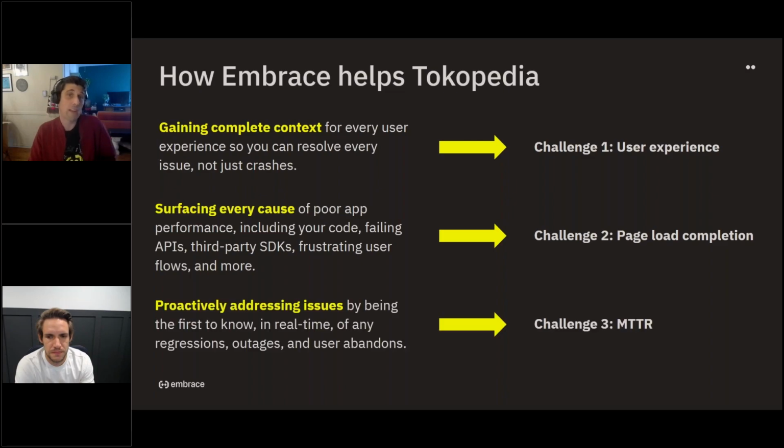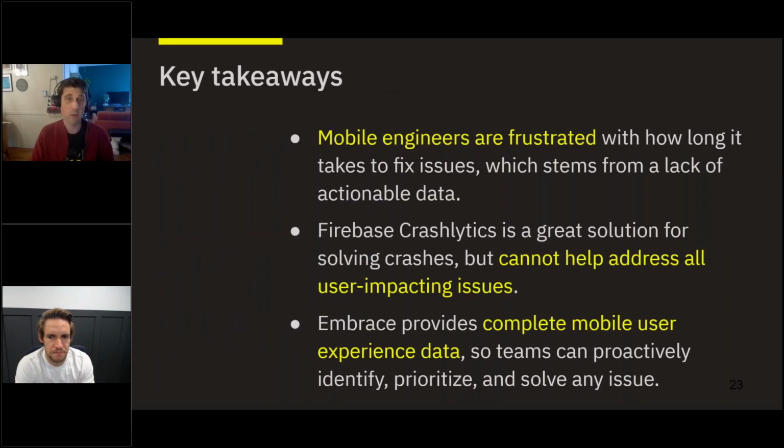And the third was proactively addressing issues, right? As opposed to having to wait for users to submit feedback to know which ones to fix. And we covered that with how they're able to significantly reduce their mean time to resolution because they have a proactive approach to identifying, visualizing, prioritizing, and solving issues. And so that's a great example of how Embrace currently helps Tokopedia and how we help a lot of our customers.